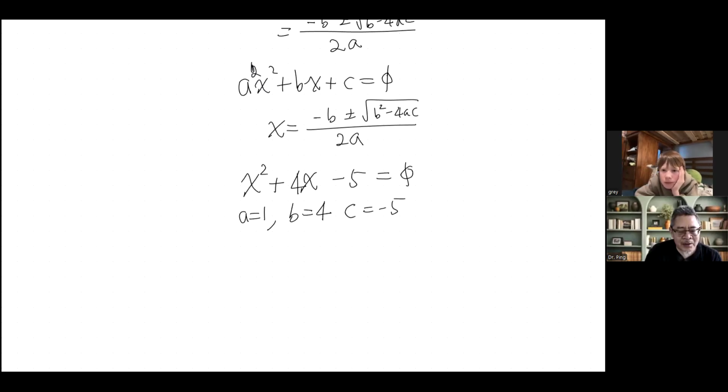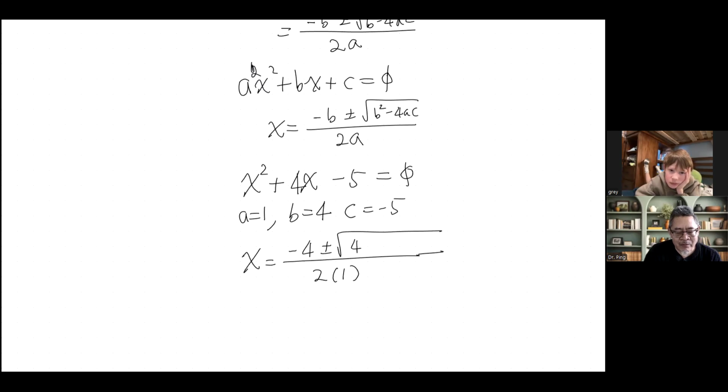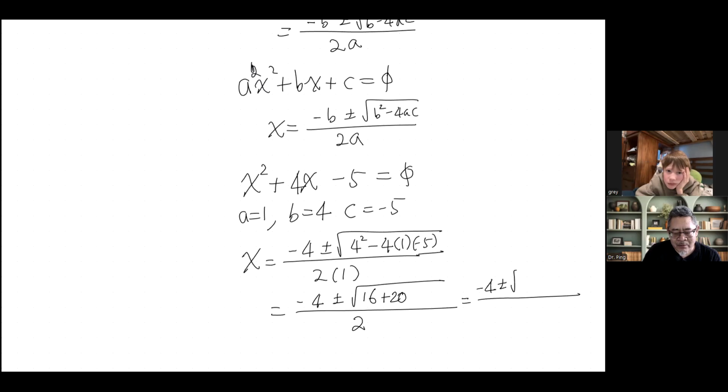So our x is 2 times 1 on the bottom. Negative b, so minus 4, plus minus. Then we got b squared, 4 squared, minus 4ac, where a is 1, c is negative 5. And on the bottom we got 2. This is negative 4 plus minus 16, and negative times negative is positive, add 20. In that, we got minus 4 plus minus the square root of 36 over 2. Well, square root of 36 is 6.